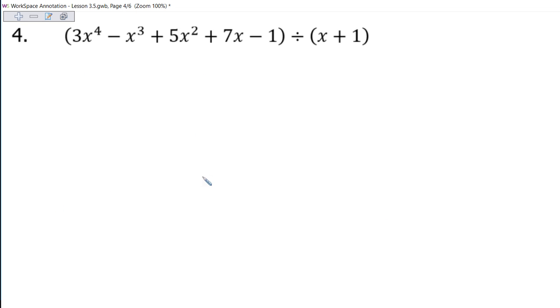Okay, copy down problem number 4. We have 3x to the fourth minus x to the third plus 5x squared plus 7x minus 1, and that needs to be divided by x plus 1. I want you to do number 4.